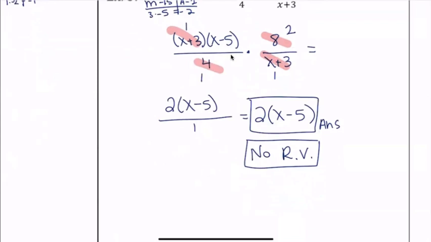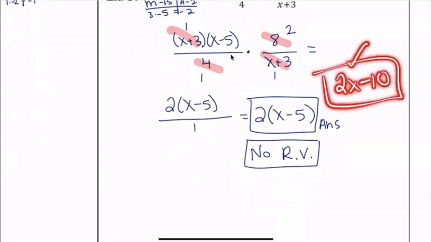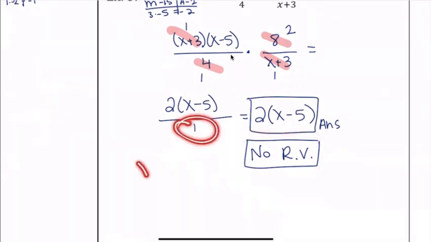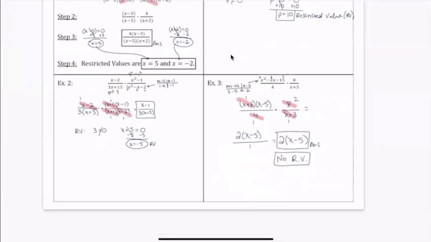Again, if you wanted to simplify further, you could just say 2x minus 10, same thing. And then we don't have any restricted values because there's no value in the denominator that would make it equal to 0, because we only have a 1 in the denominator, and that will never be equal to 0. Okay, let's look at the next page.